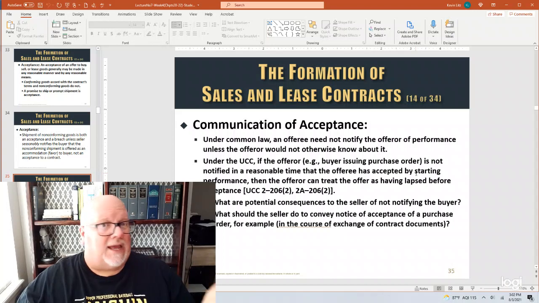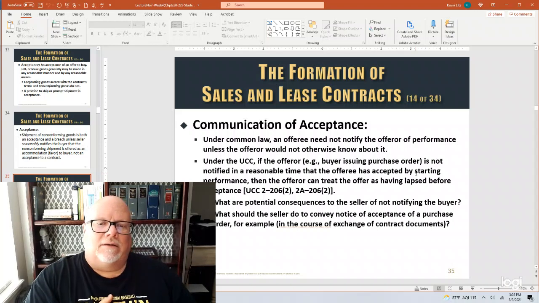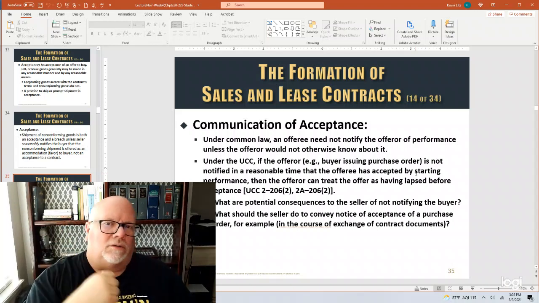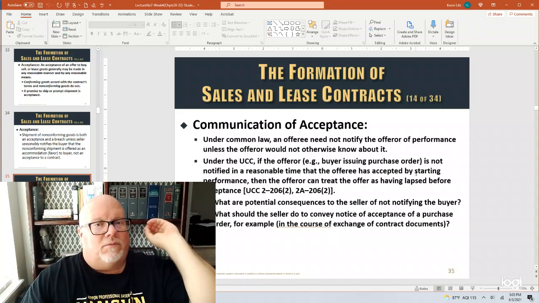Did acceptance happen when he put it in the mailbox? Well, under the UCC, if you're the buyer and you're not notified in a reasonable time that they've accepted by starting performance or written acceptance, then you can pull back your offer, right?